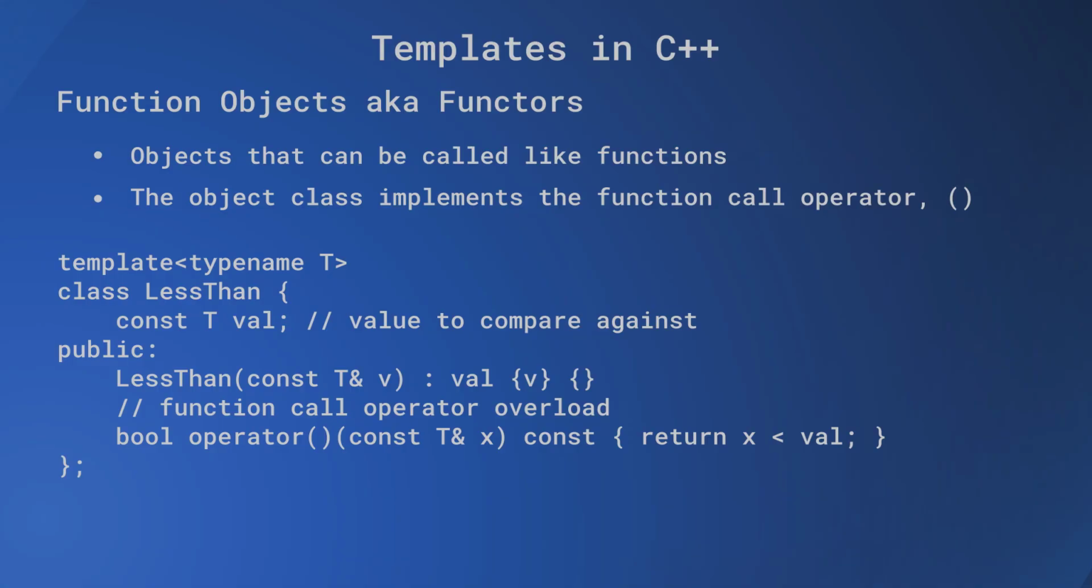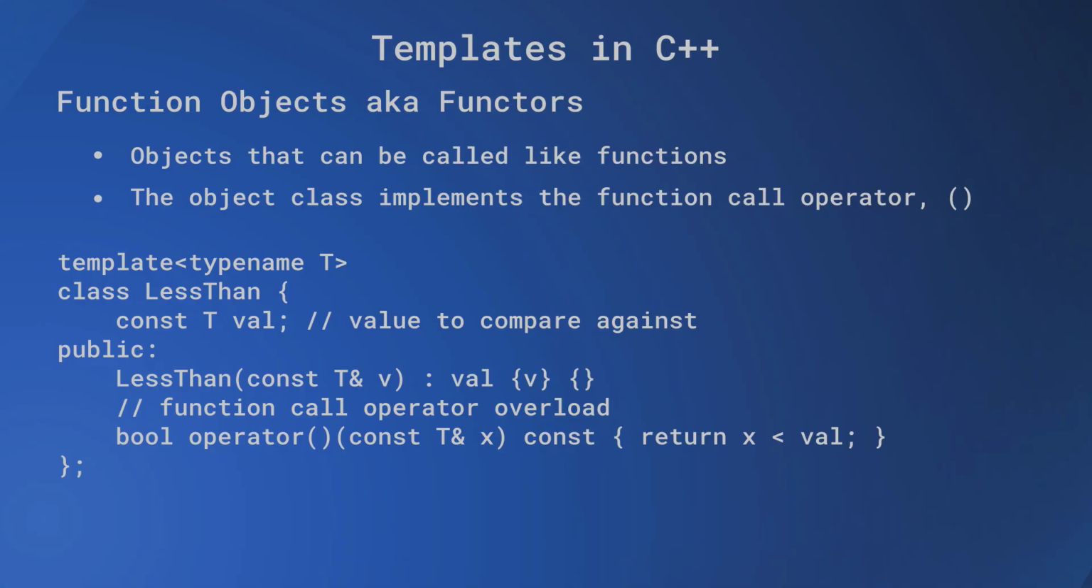For example, we have a class which finds whether an argument is less than a fixed value: template type T, class LessThan, const T val. This is the value to compare against. The public members: constructor LessThan(const T& v), val initialized to v, and the class implements the function call operator, bool operator() (const T& x) const, return x is less than val.